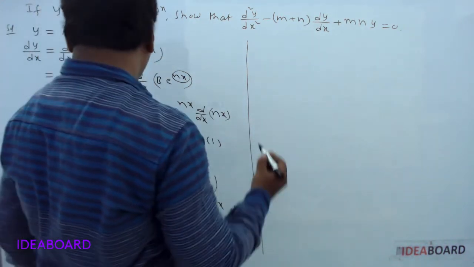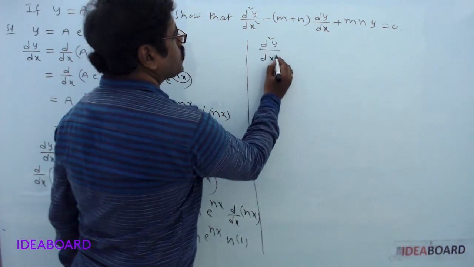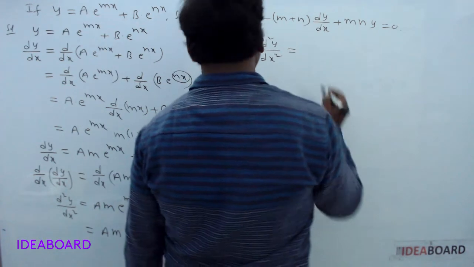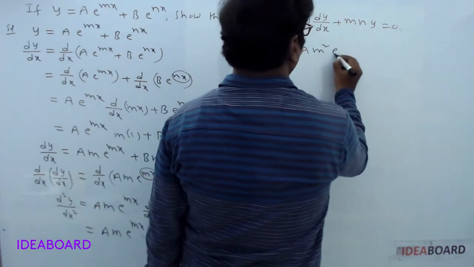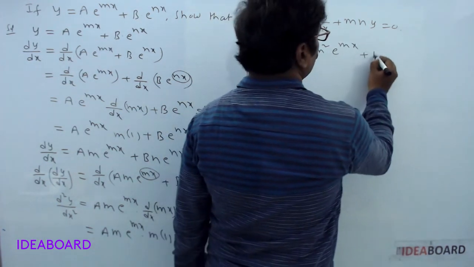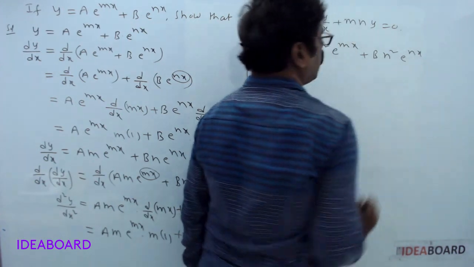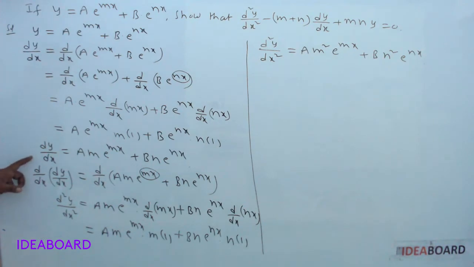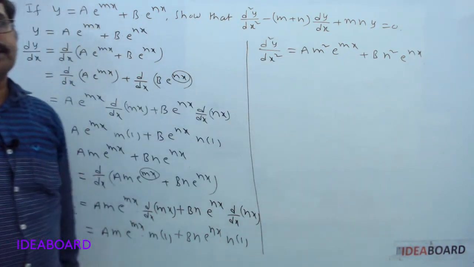Now write down the LHS part. D square y by dx square is equals to am into m. This is am square into e power mx plus bn square into e power nx. Already we are finding the value of dy by dx. This is the value of d square y by dx square.